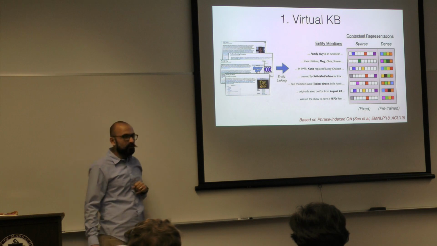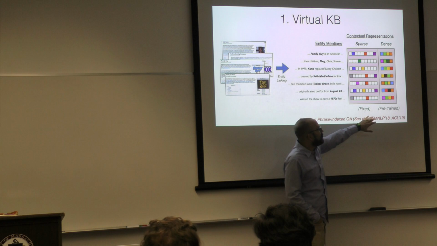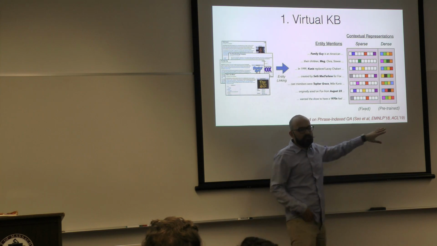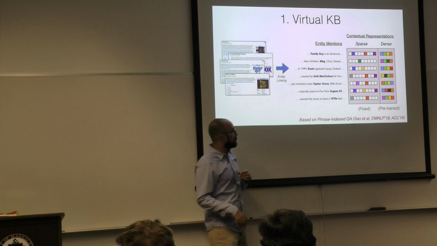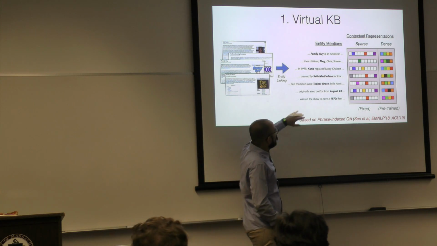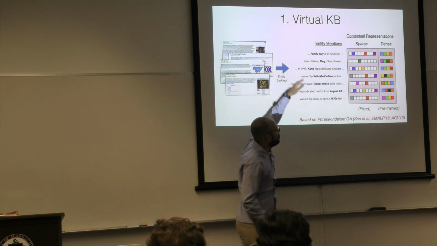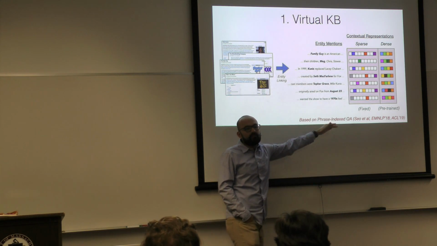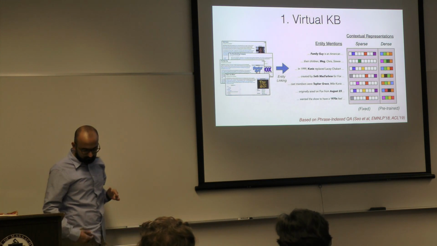The second part is a dense vector, which comes from a pre-trained model, which is based on BERT with a different pre-training strategy. And note here that these are entity mentions. So the same entity, like Family Guy, can have many, many different mentions, and each of them will have its own separate contextual representation.